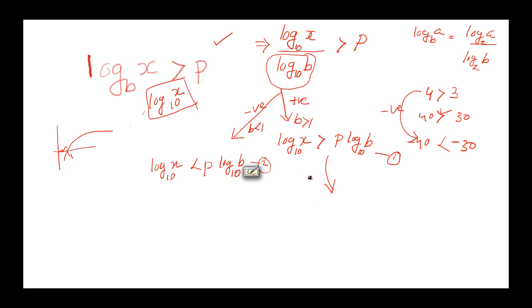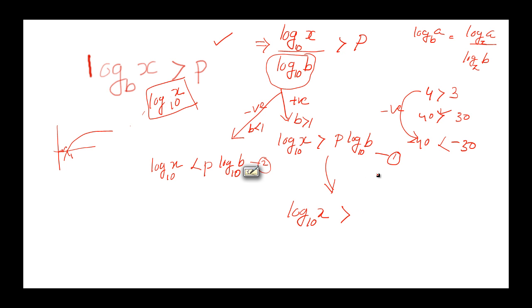Okay, case 1. Now this right hand side can be written as... the left hand side is log x to the base 10. Now there is a greater than symbol. Now p times log b. Using the property of logarithm, we can write this as log b to the power p. This we have to understand is nothing but log b added p times. You keep on adding log b.